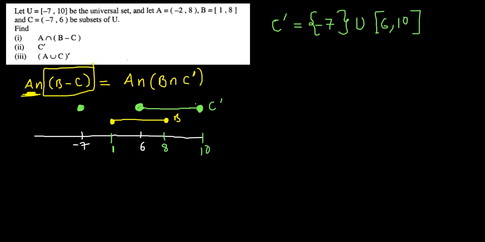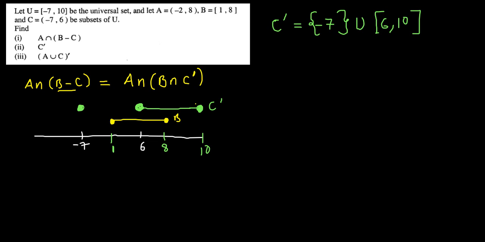No. So B minus C, we have said it means B intersection C complement. So you want to find B intersection C complement, which is the same as B minus C. Before you can find B intersection C complement, first find C complement. When you find C complement, then you find the intersection of that C complement with the set B. Yes. Okay, good.